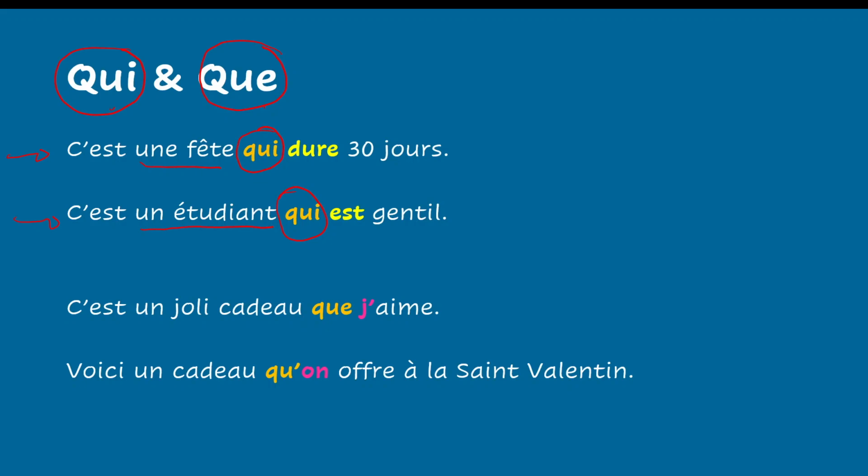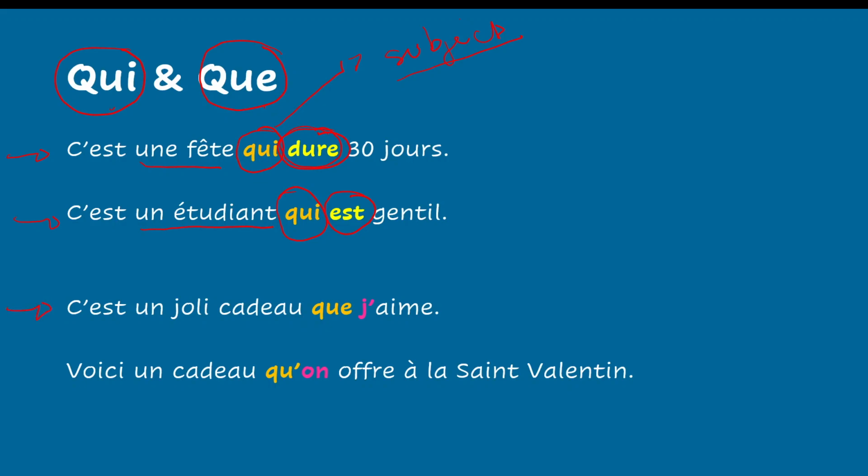What is important though, why do you use qui, is because just after the relative pronoun, you have a verb. And that's why you use qui, because qui is now the subject of the verb. Okay? Donc, it's a party that lasts 30 days. C'est une fête qui dure 30 jours.